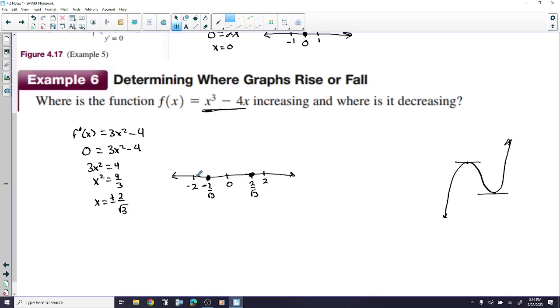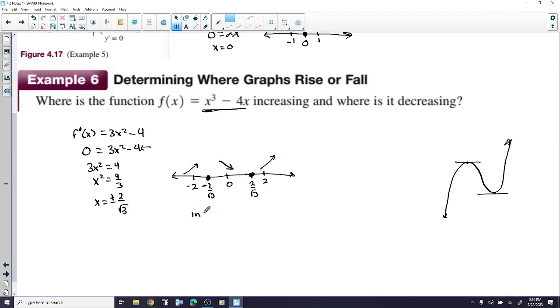So let's test negative 2 into the derivative, into this right here. 4 times 3 is 12. 12 minus 4 is positive. When we plug 0 in, we get a negative. And when we plug 2 into this, we get, again, 12 minus 4 is 8, which is positive. So we can see the function is increasing, then decreasing, and then increasing.